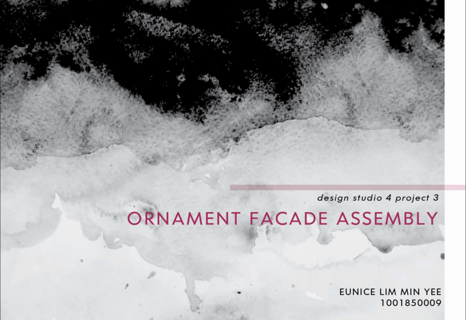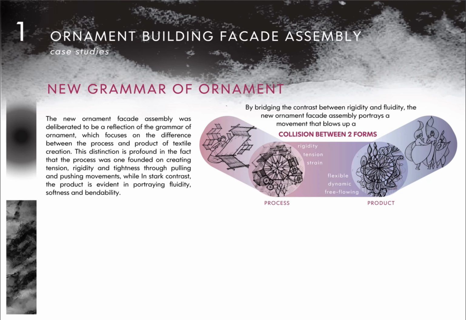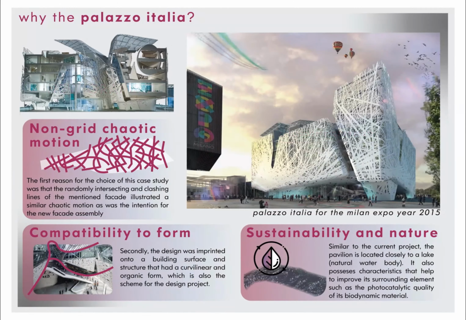The new ornament facade assembly was deliberated to be a reflection of the grammar of ornament, which focuses on the difference between the process and product of textile creation. By bridging the contrast between rigidity and fluidity, the new ornament facade assembly portrays a movement that blows up a collision between two forms. Therefore, the Palazzo Italia Milan Expo 2015 was chosen as a case study for the facade assembly based on three main reasons: its non-grid chaotic motion, compatibility to form, and environmental sustainability, since the concept for the project was based on textile and located in a green environment.